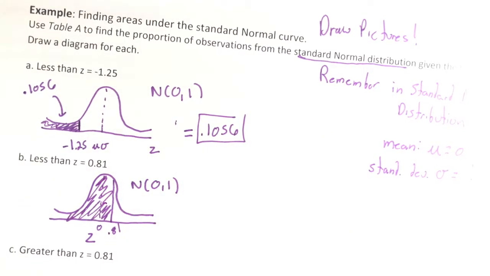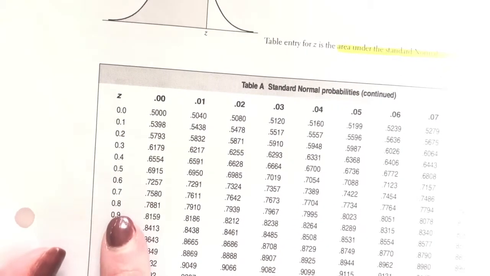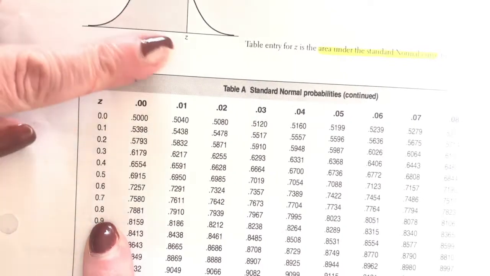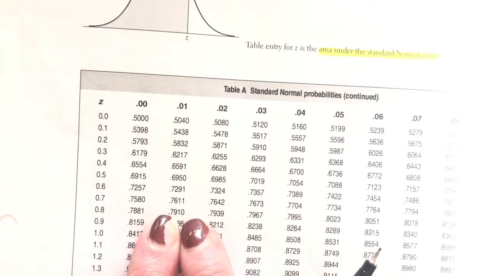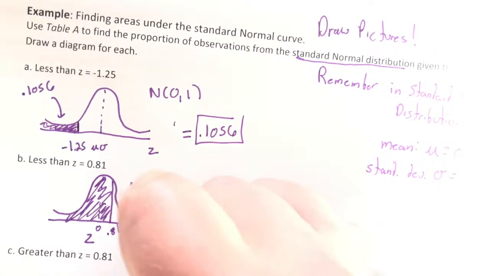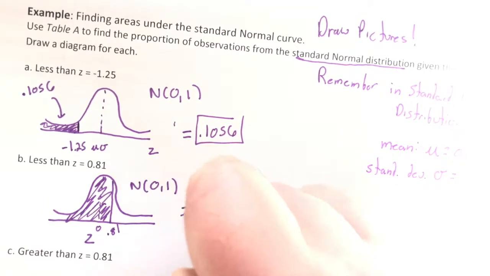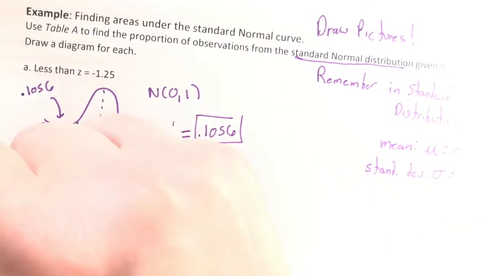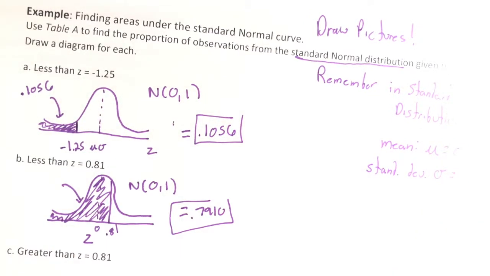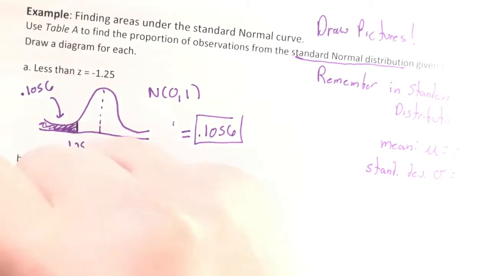And you're going to go over, and you're going to take a look at your table A, and you're going to find where 0.8 is. So here we are, we find our 0.8, and you're going to go to the top and you find your 0.01, and I'm going to switch hands here. So we go down and we see that that is 0.7910. So this is equal to 0.7910. I'm going to draw that picture there to show that about 79.1% of our area is less than the z-score of 0.81.